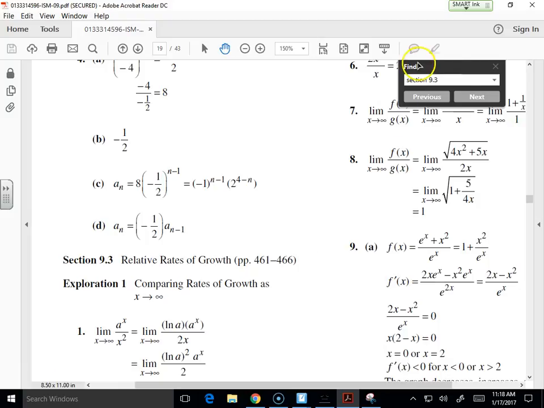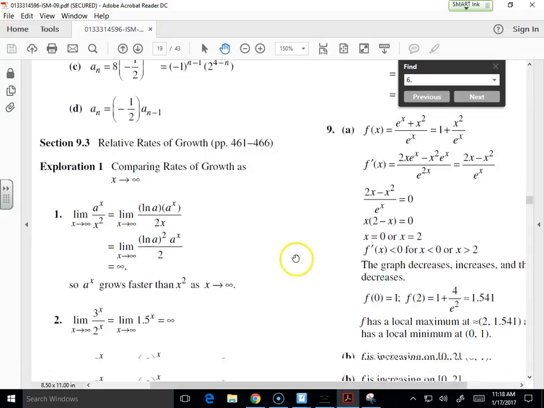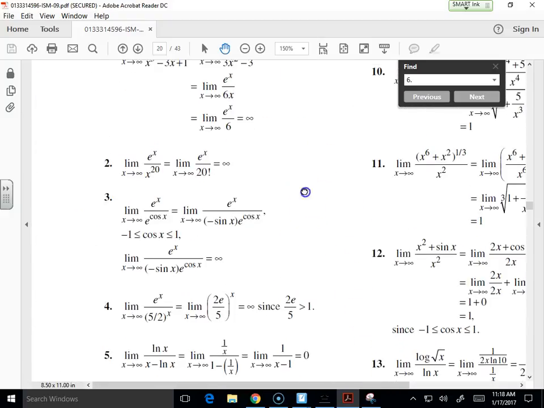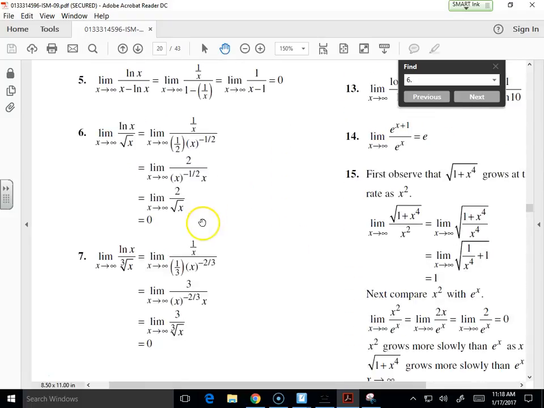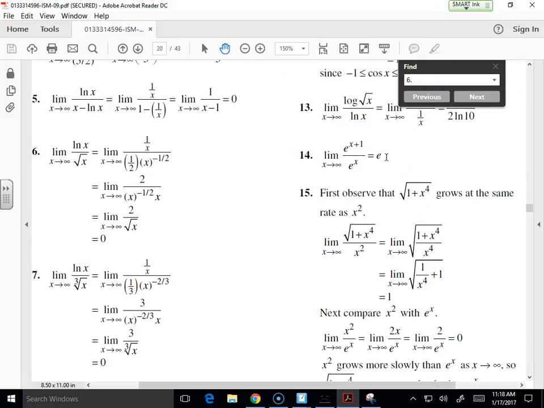Alright, what are evens? 6. Is this the right one? 2x squared? No, hold on, oh, that's exploration. Hold on. I could have done it wrong. Yeah, there we go. 0. 14? 14? Oh, he's right here. E. Can you help me out? Did you subtract the exponents?